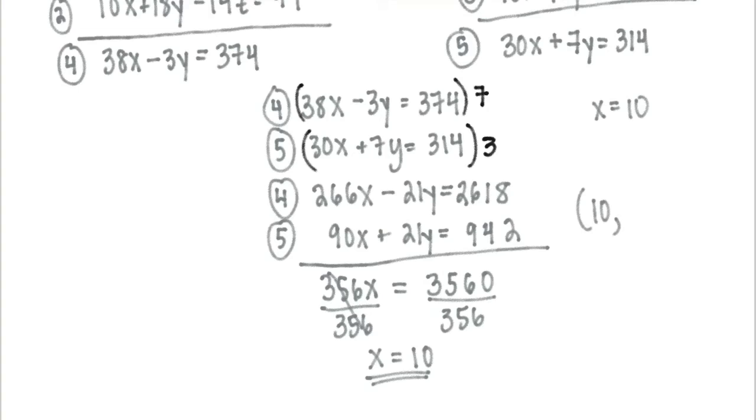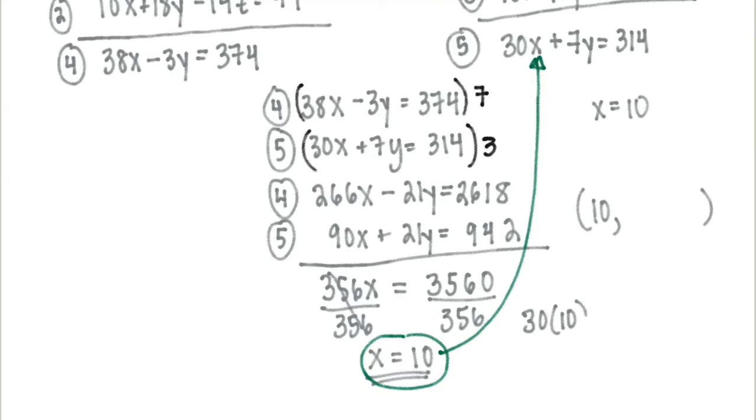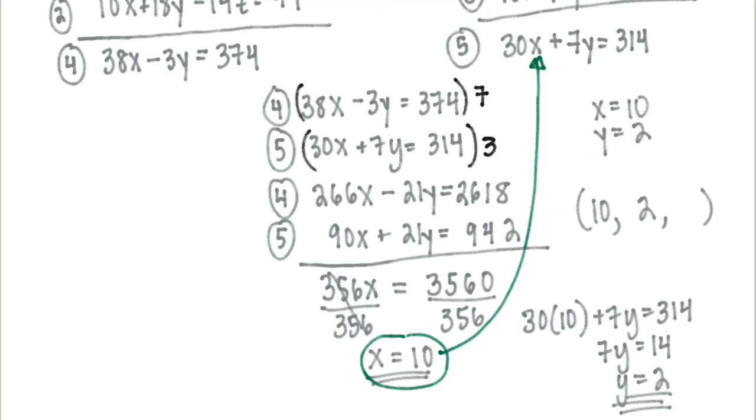If I'm writing this in an ordered triple, my first value is 10. Now I can take that 10 and I can plug it into one of the other two equations. I'm going to go to my right this time, just to do something different. 30 times 10 plus 7y equals 314. 30 times 10 is 300. If I subtract 300 from both sides, I get 7y equals 14, y equals 2. So x equals 10, y equals 2, working out very nicely.